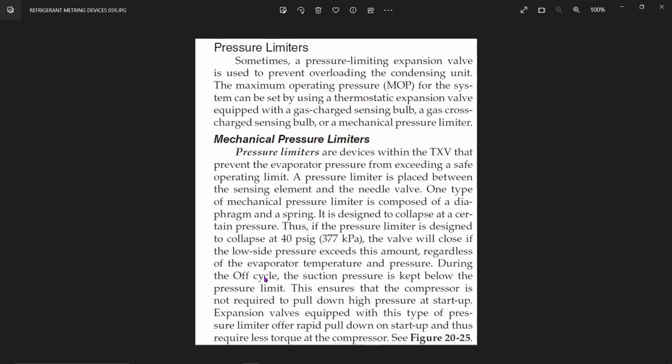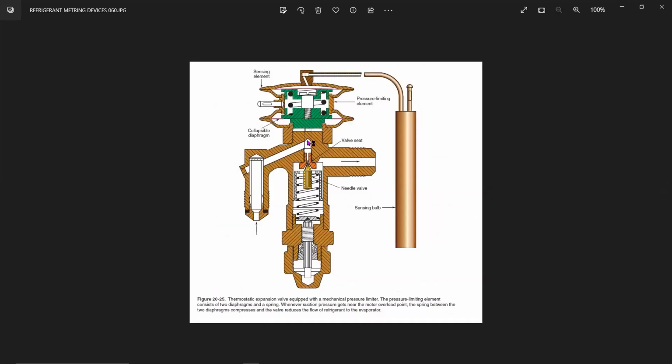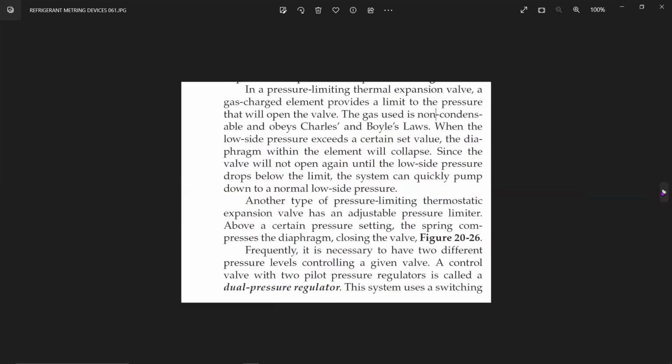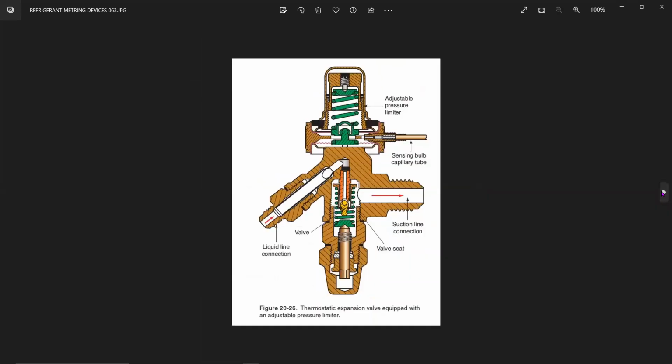During the off cycle the suction pressure is kept within the pressure limit. It will ensure that the compressor is not required to pull down the high pressure at startup. An expansion valve equipped with this type of pressure limiter avoids rapid pull down at startup and thus requires lesser starting load for the compressor. Again, this is to limit startup, an idea to equalize the pressure rise, so you can have this pressure limiter. This pressure limiter is a design feature. We don't want to read much about it, they don't usually ask about it.